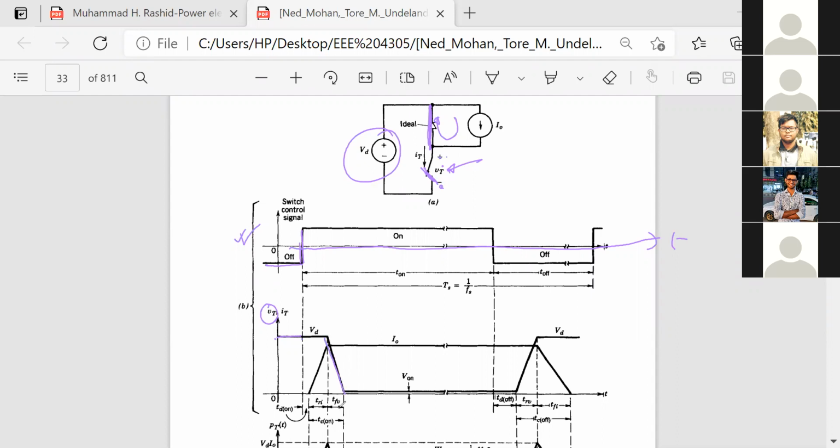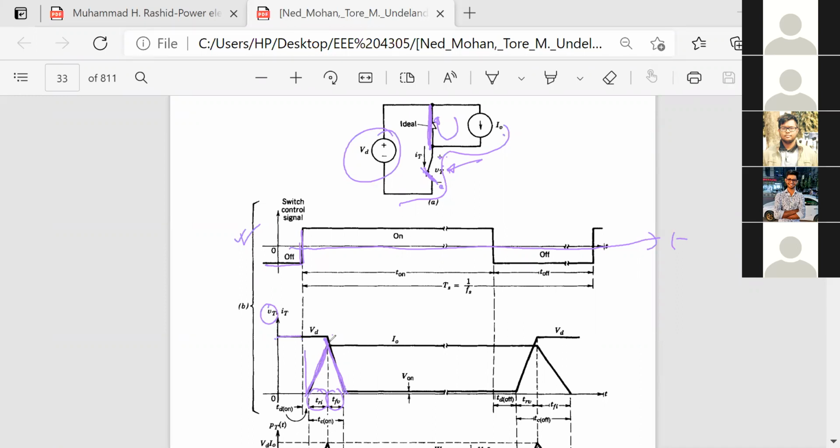We call it TFV, the fall time of voltage, the time taken to fall from a particular voltage VD to 0. And also the current through it. If it is on, the current should flow like this, and this current is not going instantaneously to I0. It is taking some time also. So we call it the rise time of the current. So voltage is taking some time to go to 0, and current is also taking some time to build up.